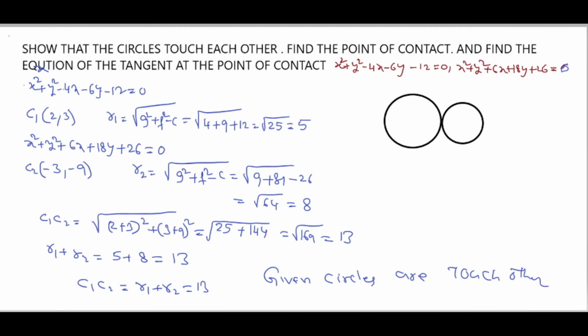So this is the first circle, the center of this is C1 and this is C2. And this is R1 and this is R2. So the point of contact divides the line joining the centers of these two circles in the ratio R1 is to R2.